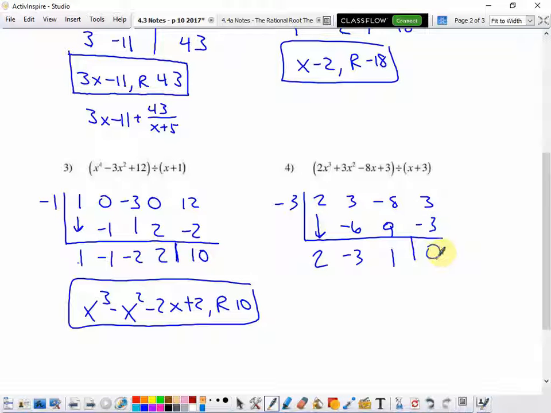So I don't have a remainder. That means that x plus 3 actually divides evenly into that other polynomial here. So I get constant, x, x squared, 2x squared minus 3x plus 1.